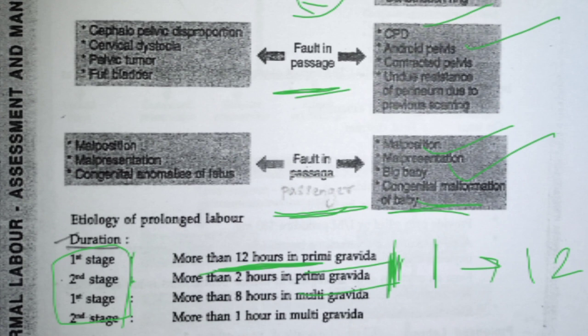And after 12 hours, within the next 2 hours, the baby should be born. This is in the primigravida, the first delivery. In the second or third delivery, that is in multigravida, the count is different. In multigravida, the first stage should occur within 8 hours. For example, at 1 o'clock, if the woman has got her pain, within the next 8 hours the crowning should occur. The first stage should get completed. And after that, within 1 hour, the baby should be born in the multigravida.